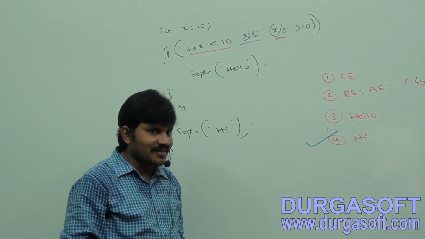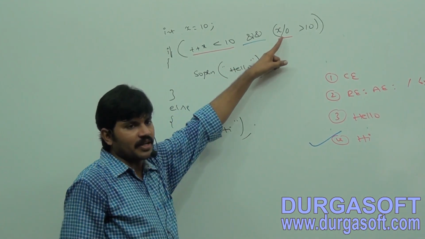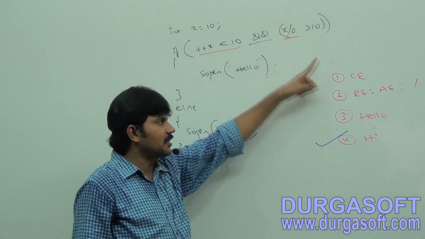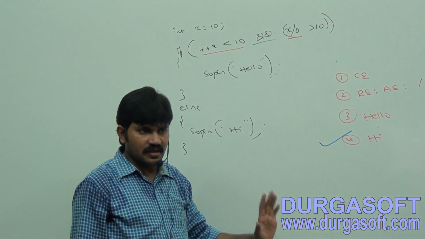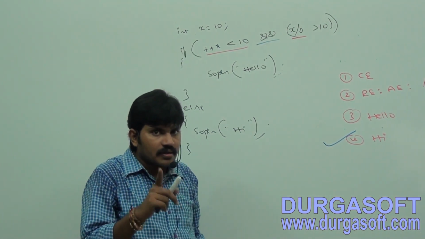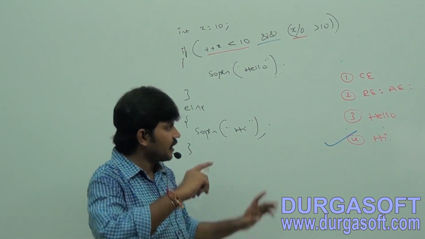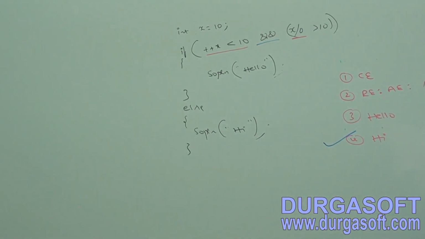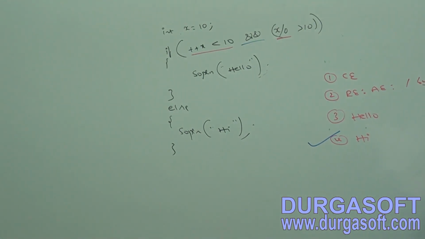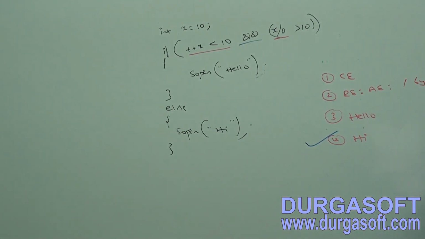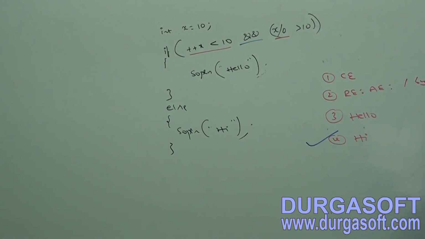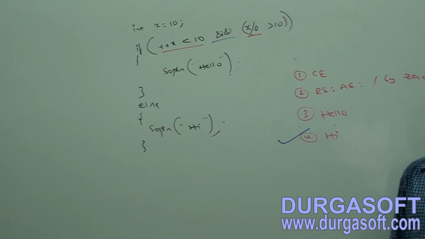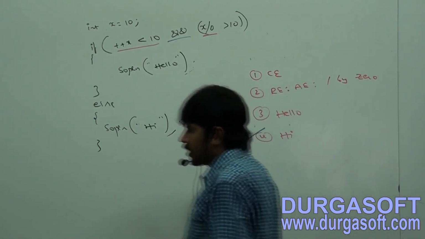Are you getting? Sometimes, observe, if I replace the double AND with a single AND, then what will happen? The second one will be evaluated, 10 by 0, arithmetic exception. So the second one is the correct answer. Single AND and double AND, there is a difference in the behavior, right? Take this example 2 clearly. These are the various things you should be aware of related to short circuit operators.